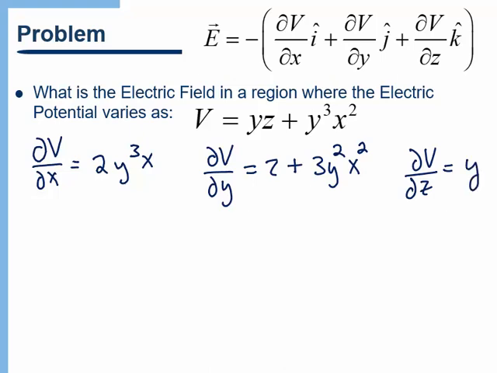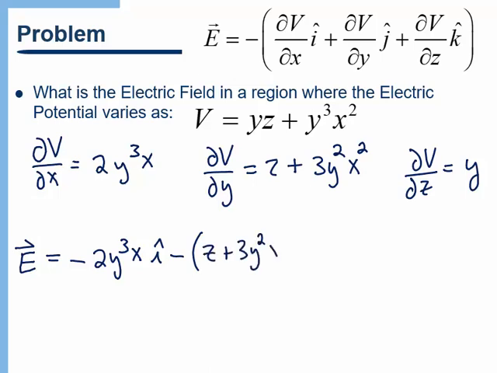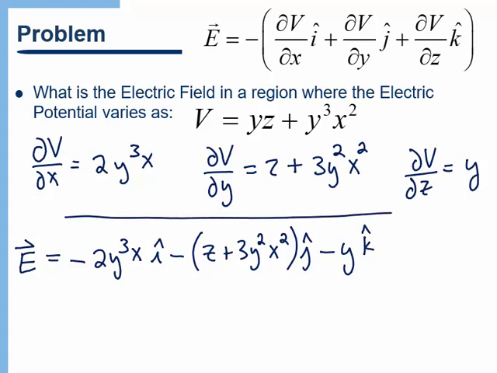And now to put our answer together, the electric field at any point would be equal to negative 2y cubed x times i minus parentheses z plus 3y squared x squared j minus y times k. So hopefully that's what you got for your answer.